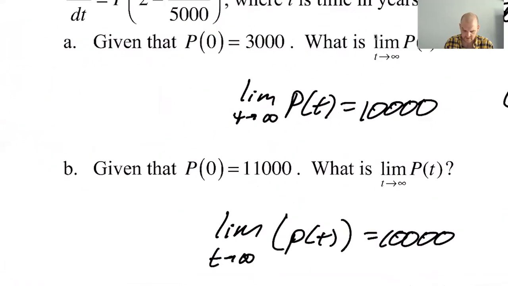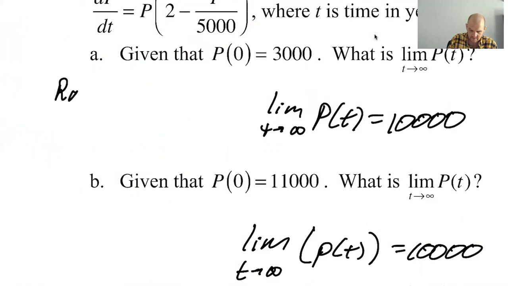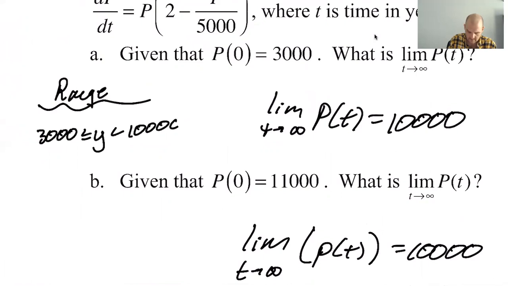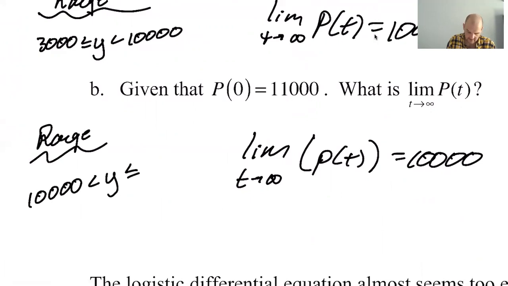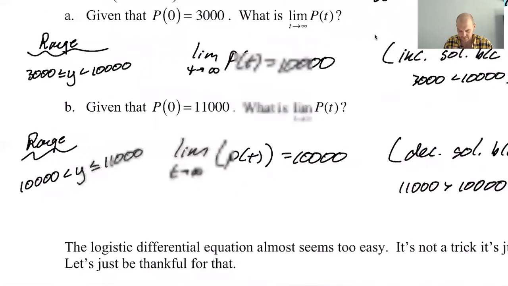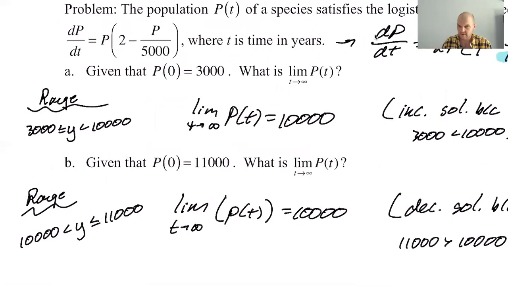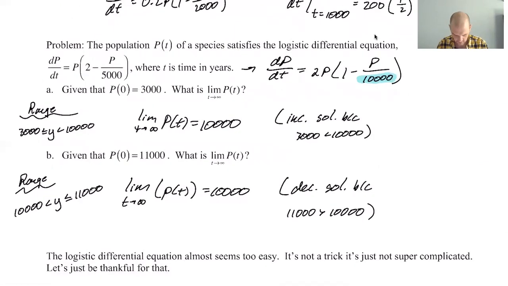All right. So that's a little bonus thinking about the range. Actually, I'll write down those ranges. It's not really asking for it, but the range here would be 3,000 to 10,000. And the range here is going to be 10,000, not including 10,000, to 11,000, which obviously you can include because it is P(0), it better be in the range. So good questions, I think, across the board here.